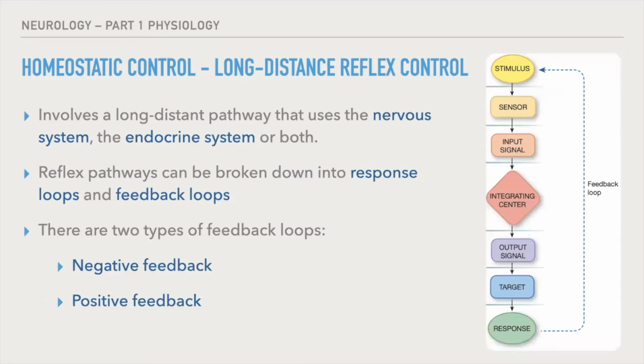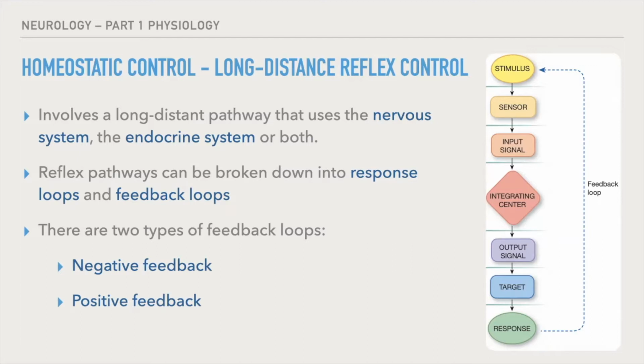For the long-distance reflex control, we can divide this pathway into a response loop and a feedback loop, as you can see in the picture. The response loop begins when the stimulus is sensed by a sensor, and the sensor is linked by the input signal to the integrating center. And the integrating center decides on an appropriate response. The output signal travels from the integrating center to the target that carries out the appropriate response.